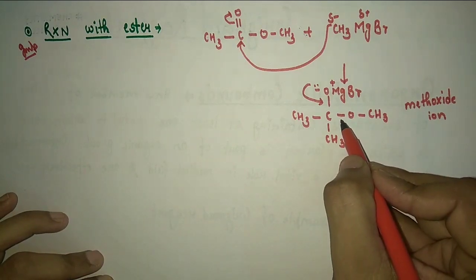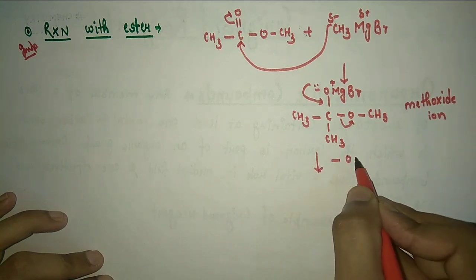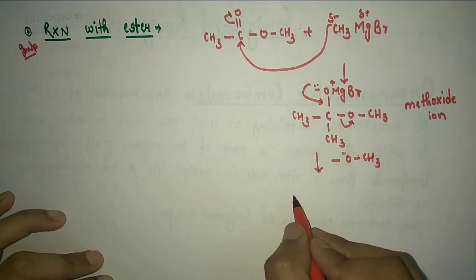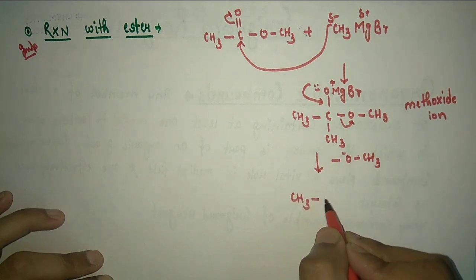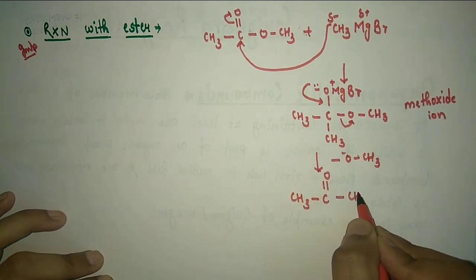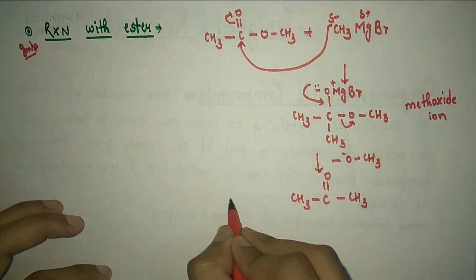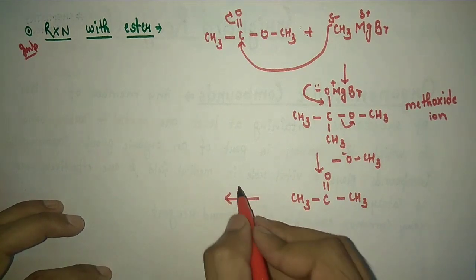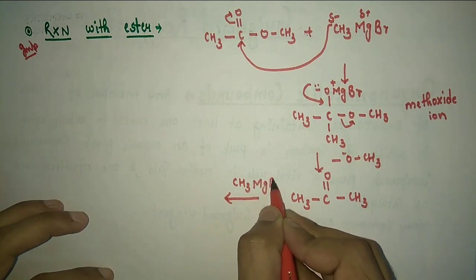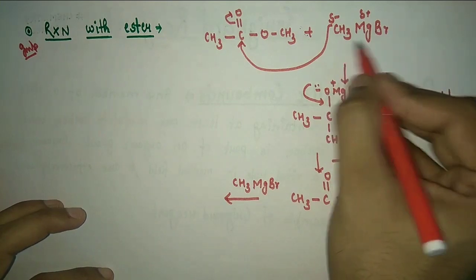And this will leave minus OCH3. So what will form? CH3C double bond O CH3. Now the acetone will be formed. Now what happened? Another molecule of Grignard reagent reacts. So with esters, two molecules of Grignard reagent react.